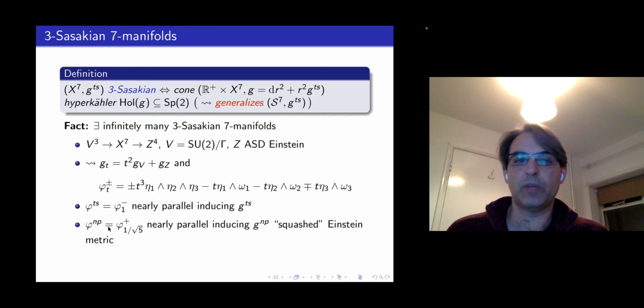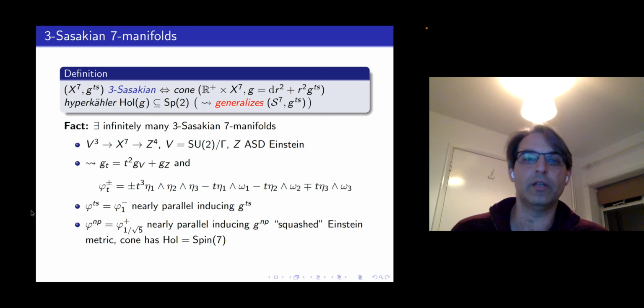And why do we call this one particularly nearly parallel? Because this one is as well. Well, because now, if you look at the cone metric, in this case, it has holonomy equal to spin 7. So that's a larger group than sp2. So this is what's often called a strictly nearly parallel structure. So it is not the same as the 3 Sasakian case where the holonomy is contained in sp2. Here the holonomy is actually all of spin 7.